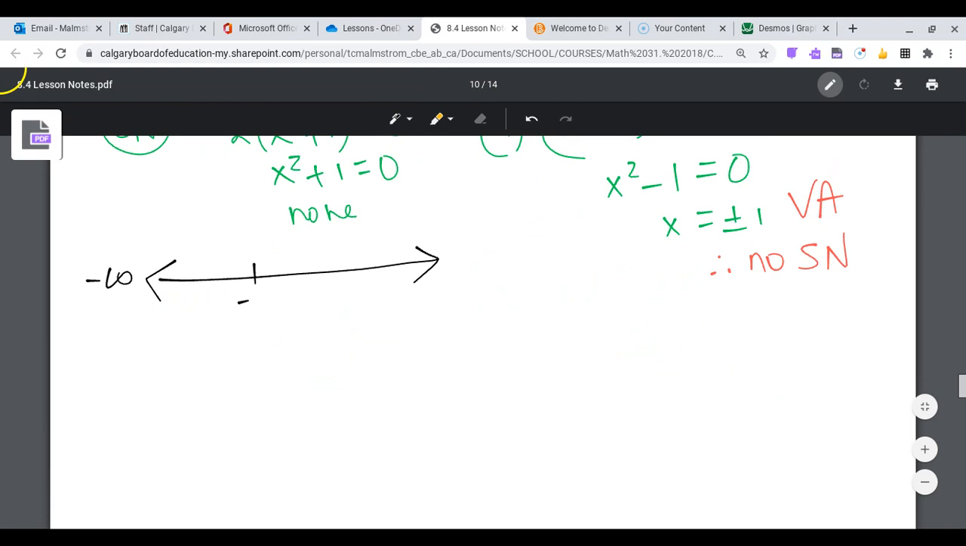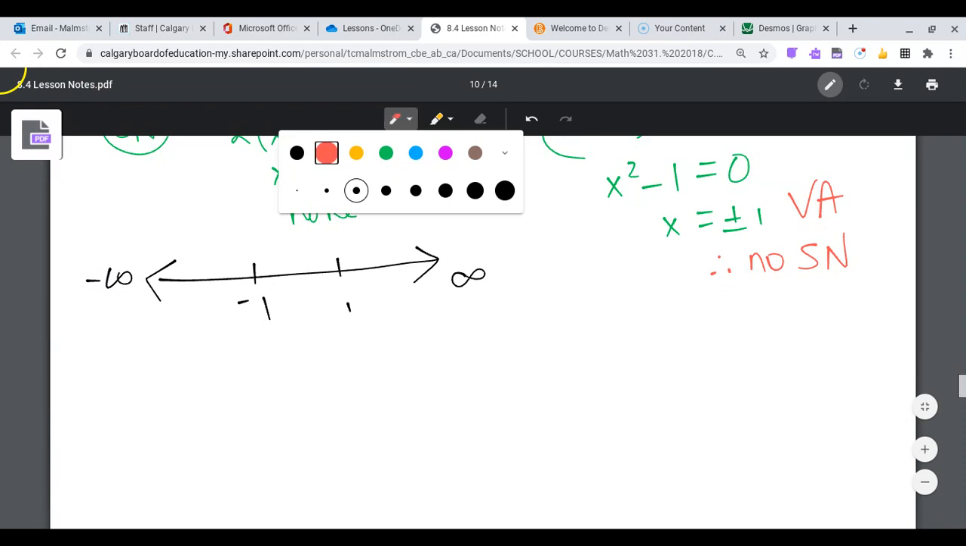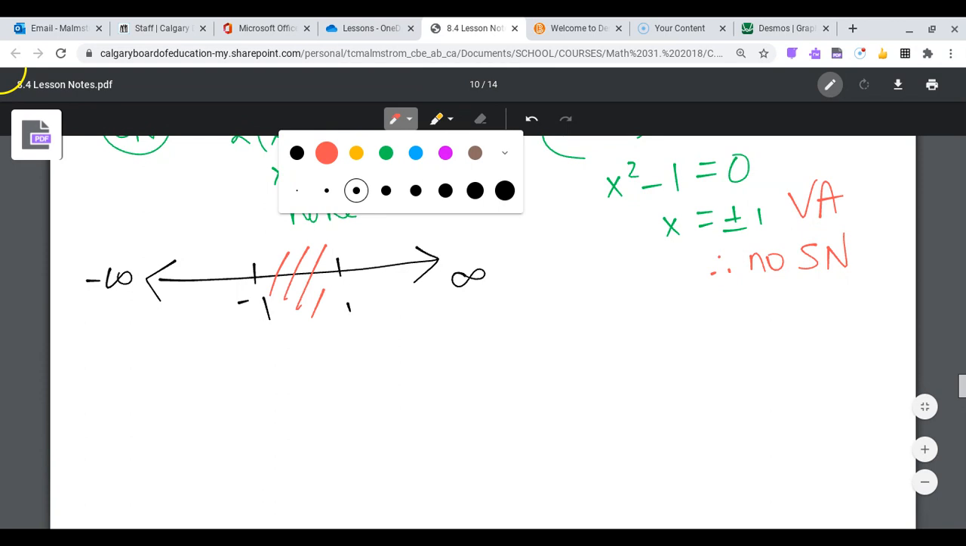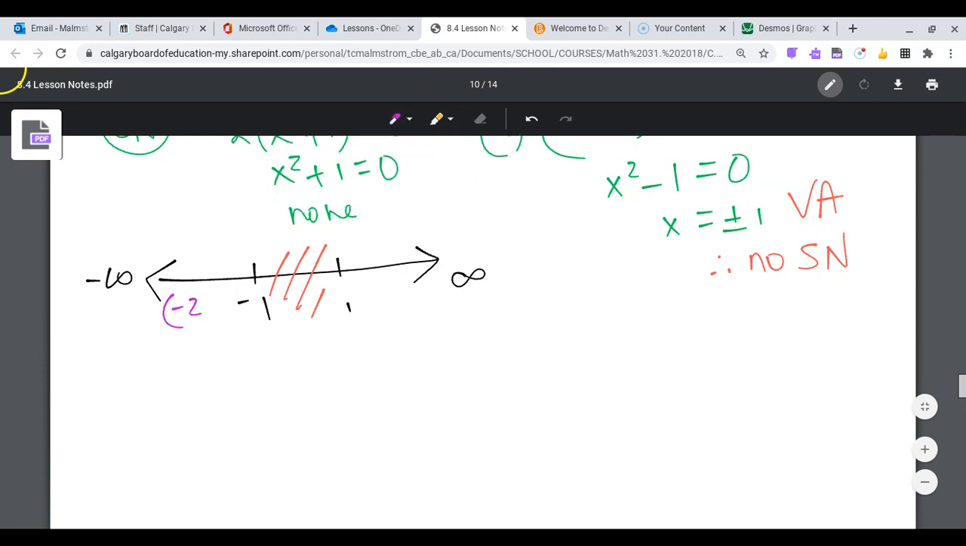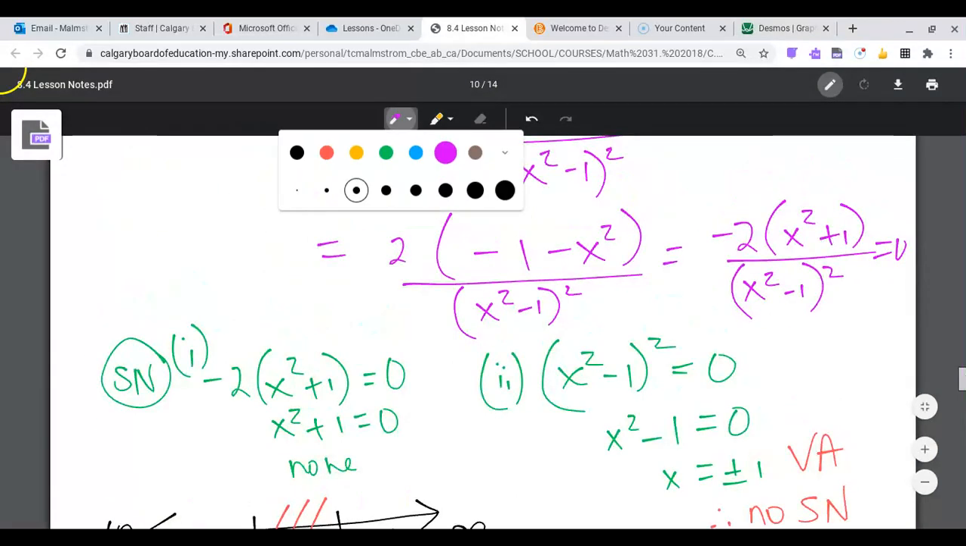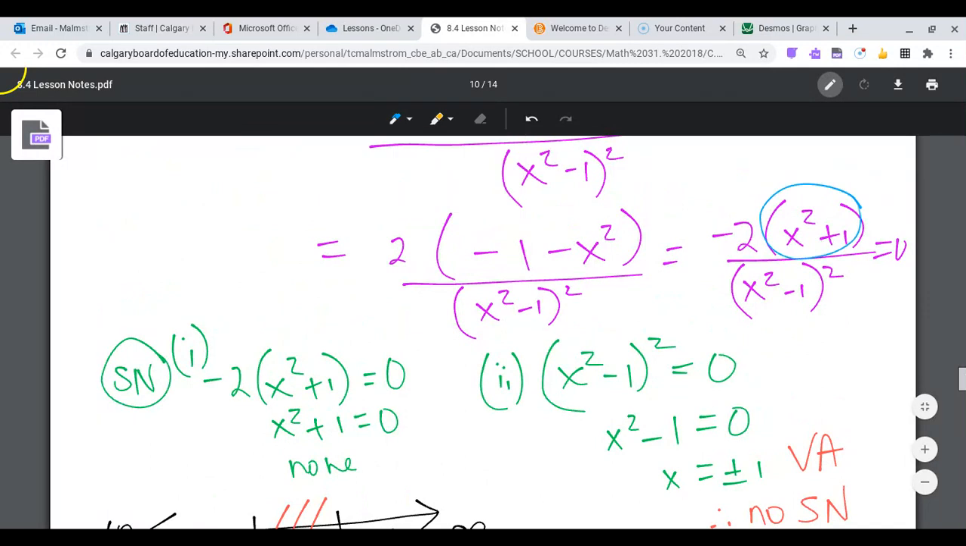Negative infinity, negative 1, positive infinity. And then I'm going to block off that middle just to remind myself it can't happen in there because of my domain restriction. So let's test our negative 2 and our positive 2 again and see what is happening in our second derivative. So our second derivative, if I think back here, we have x squared plus 1.